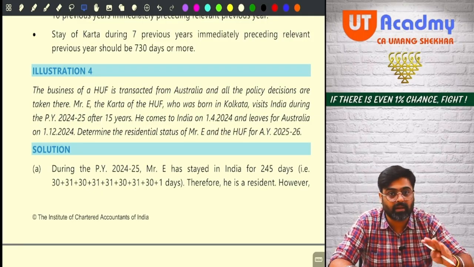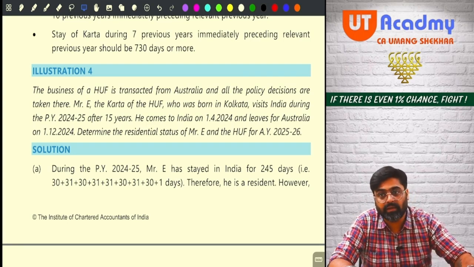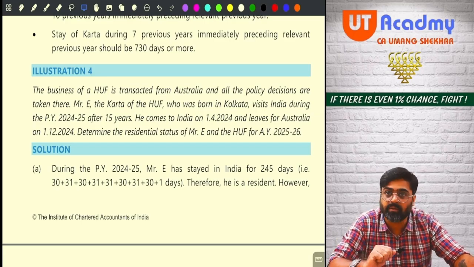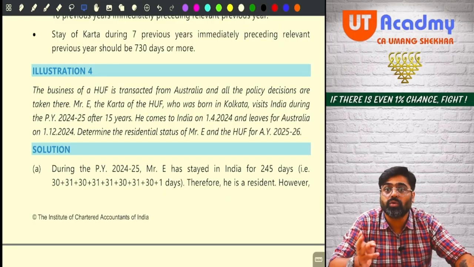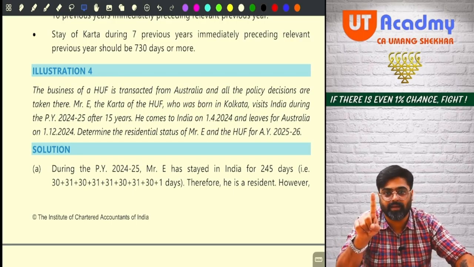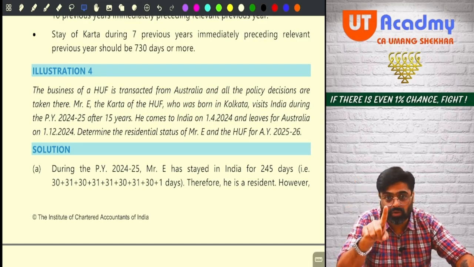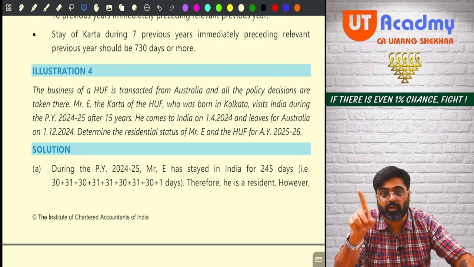So what will be the residential status of Mr. E? He is coming to India on 1st of April and leaving on 1st of December. So can I say he is there in India from 1st April till 1st of December? If we count the number of days, it will be 245 days. How, sir? April 30 days, May 31, June 30, July 31, August 31, September 30, October 31, November 30 and December 1 day, because on 1st December he is leaving. Yes or no? So in total, it will be 245 days.